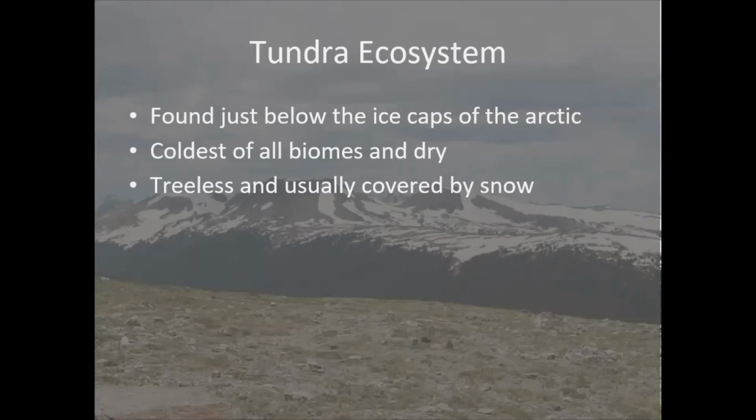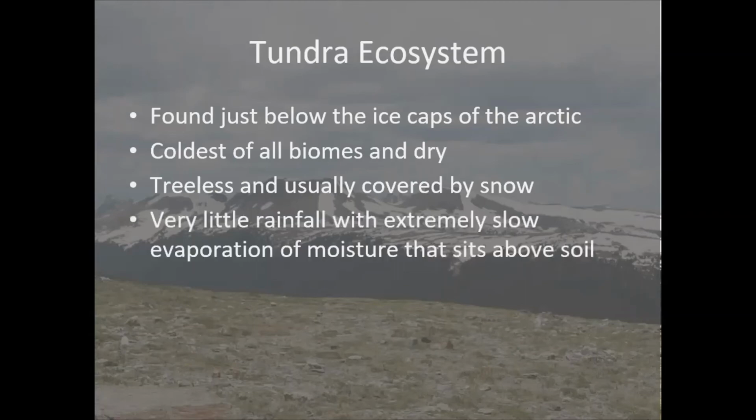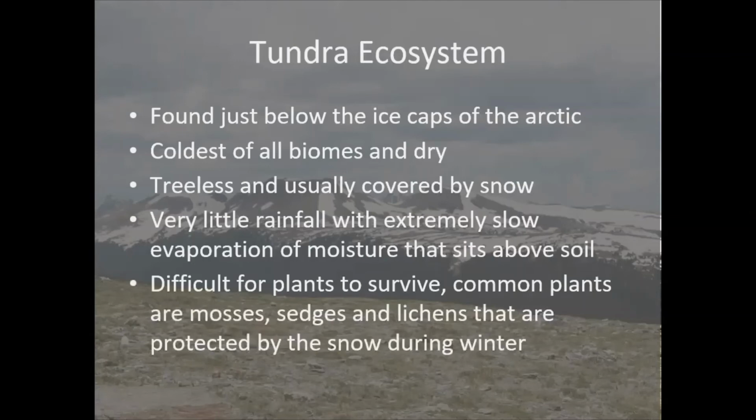It's treeless, and it's usually covered by snow. It has very little rainfall and extremely slow evaporation of moisture that sits above the soil. And it's difficult for plants to survive. So usually you have mosses, you have some lichens, and we're going to show you some right now.